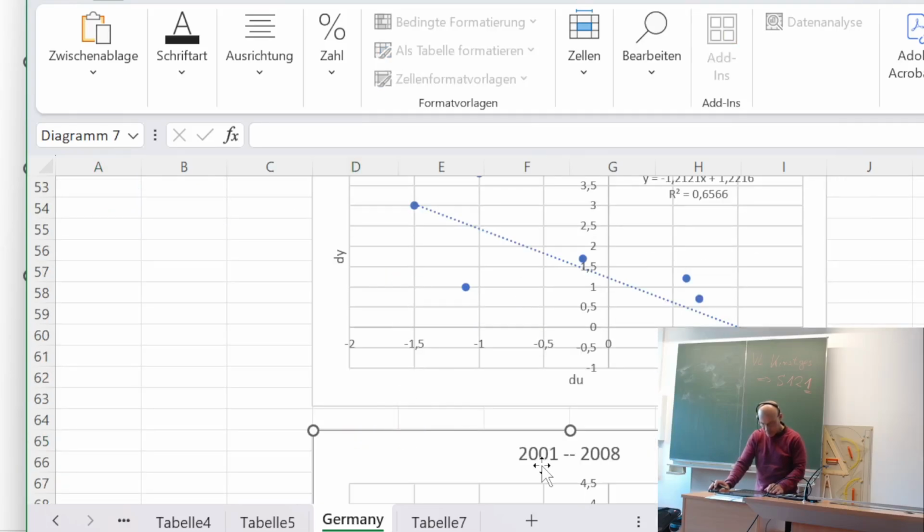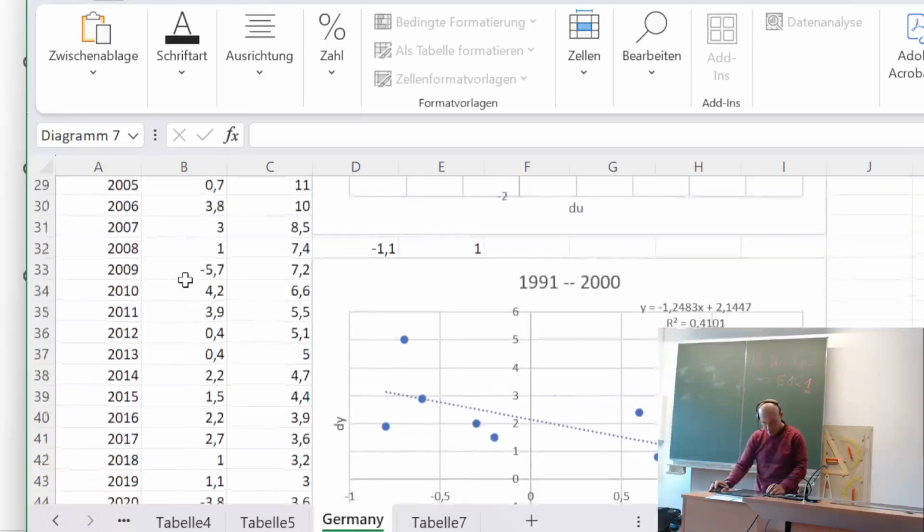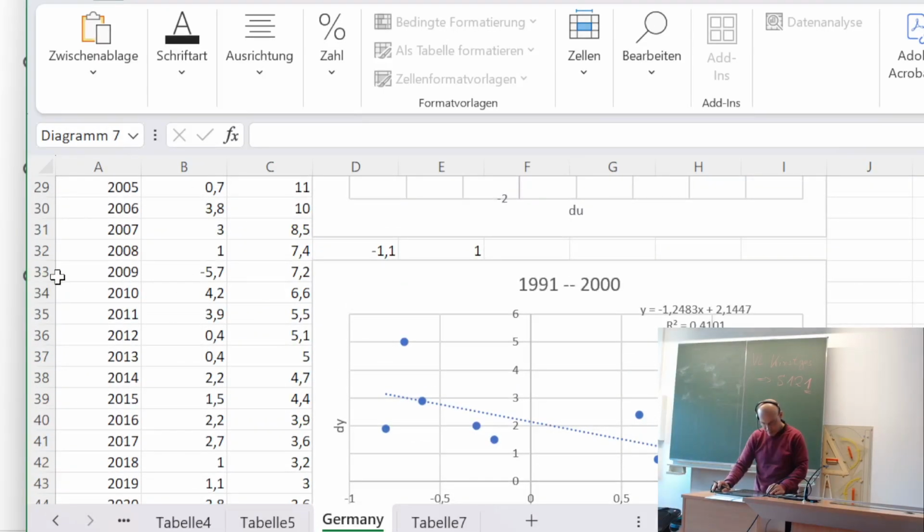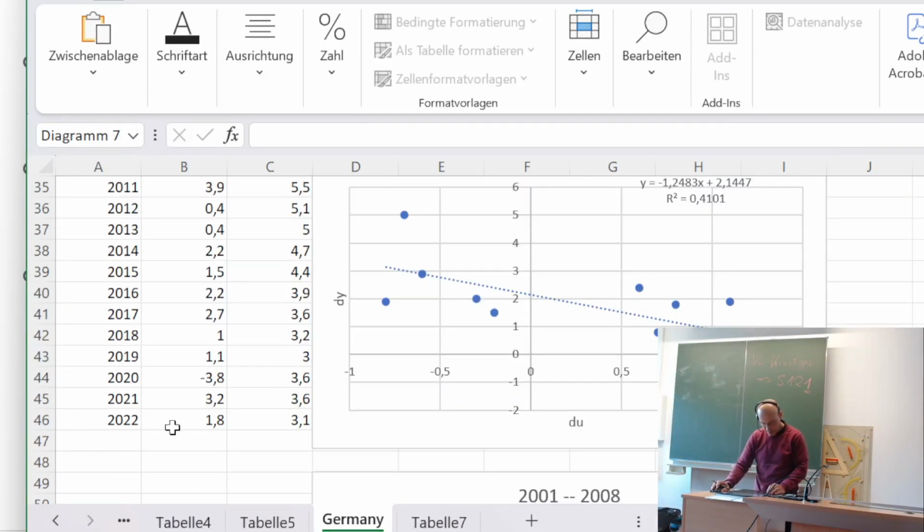So let's start from 2009 to 22. This would be then 33 until 46.